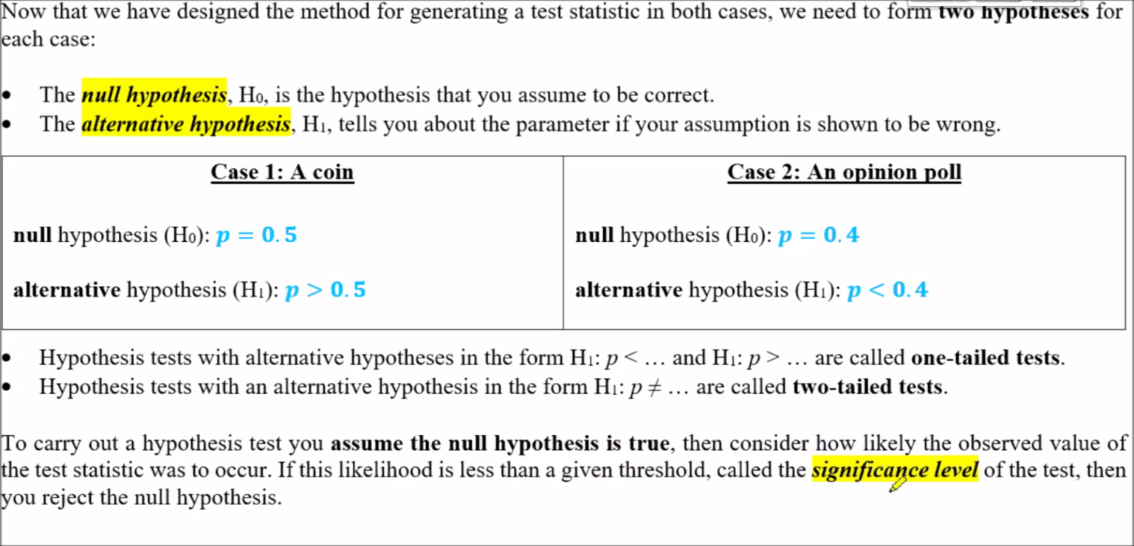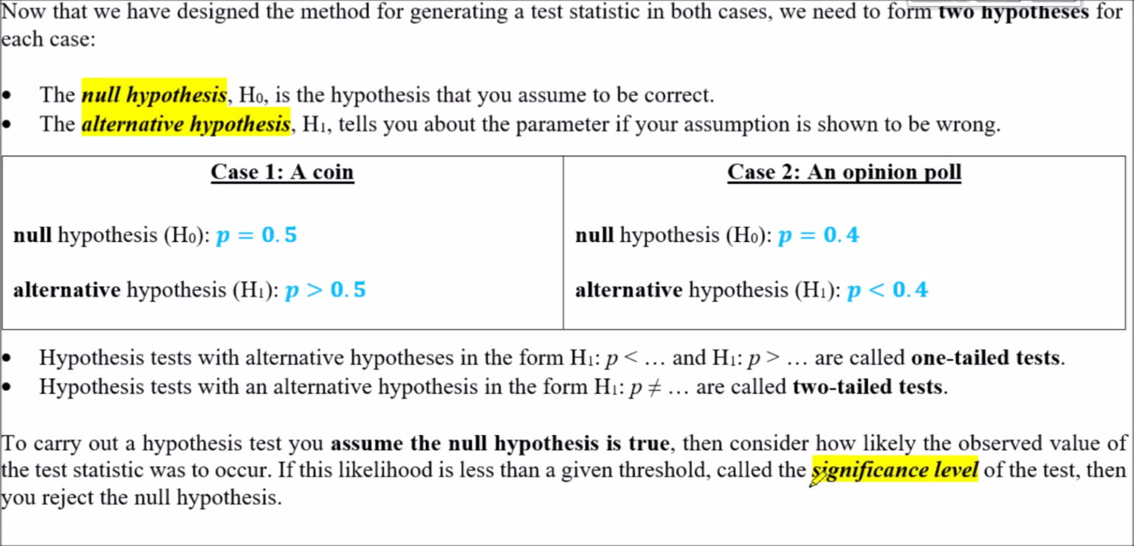So for example, if we wanted to test this coin hypothesis about it being biased towards head, let's say we tested at the 5% significance level. What that would mean is we would reject the null hypothesis if the chance of us getting a certain number of heads was only 5% likely.